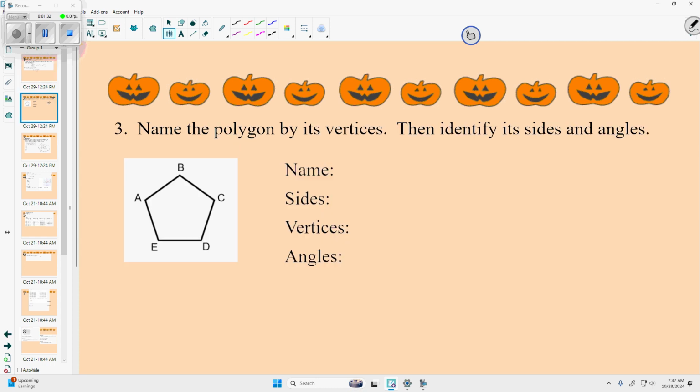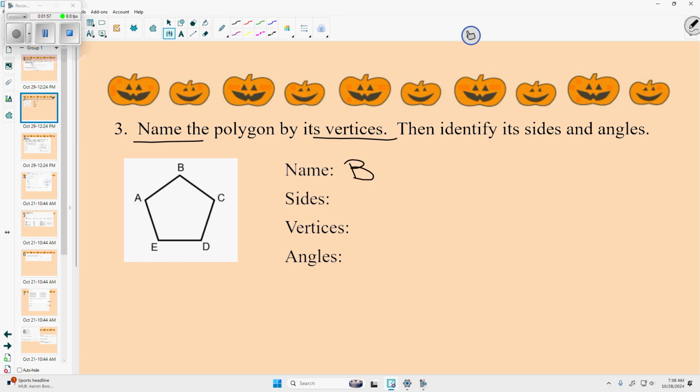All right, then number 3, we got to name it by its vertices. Notice it said name it by its vertices. So I'm not asking you to tell me it's a pentagon. What am I asking you to do? Name all the vertices. So what letter should I start on? E. Okay. Does it matter?